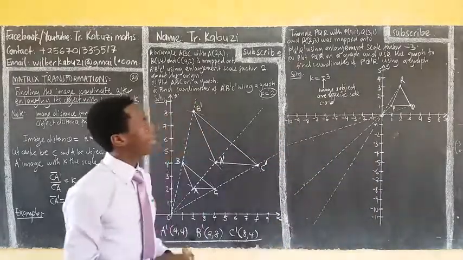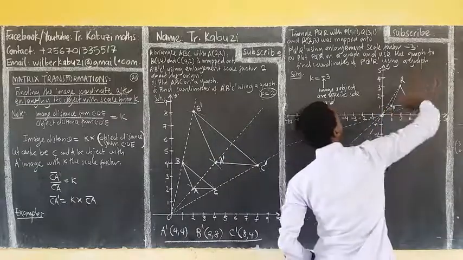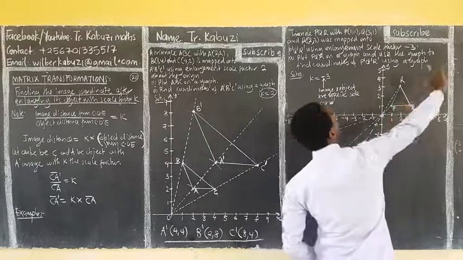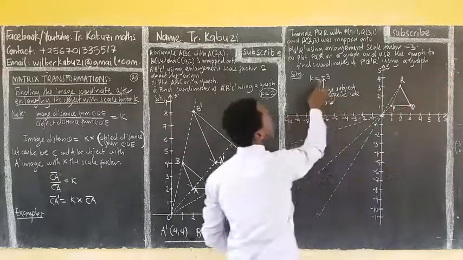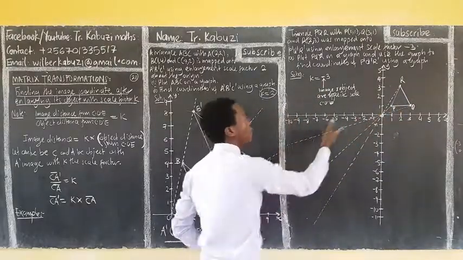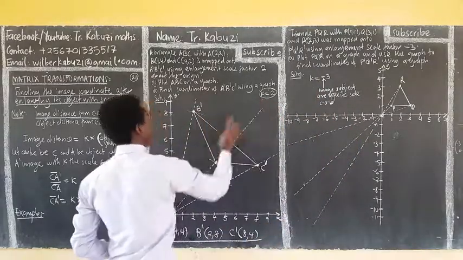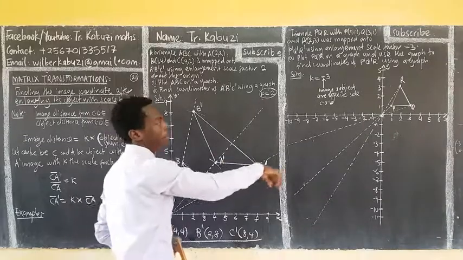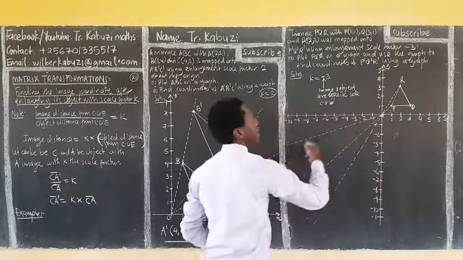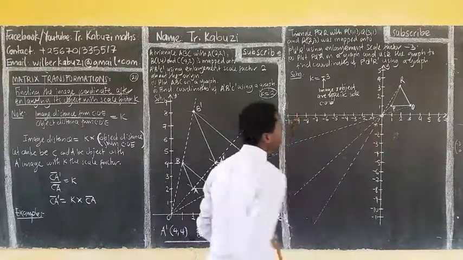So after interpreting that, I don't go like this, because it's about the origin. The center of enlargement is the origin. If I go like this, they will be on the same side. Yet this is negative, so I have to draw them going to the opposite side of the center of enlargement. This one was positive, that's why I drew going that side. But because it's negative, I go from it, coming this side, passing through the origin.